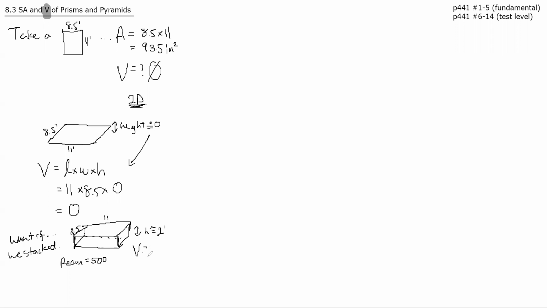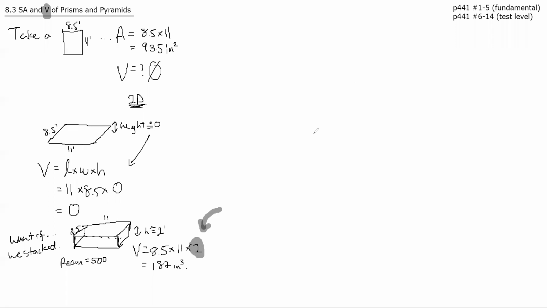What is the volume for a ream of paper? 8.5 times 11 times 2, which is approximately, well, double 93.5. It would be 187 inches cubed. So what does that 2 actually do for me? Right? Where's that coming from?